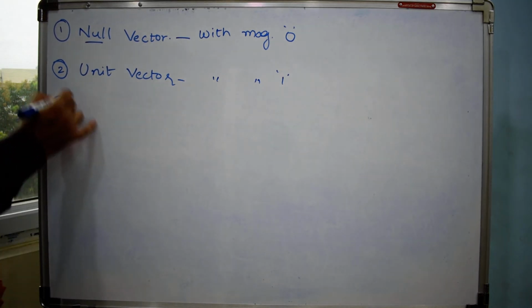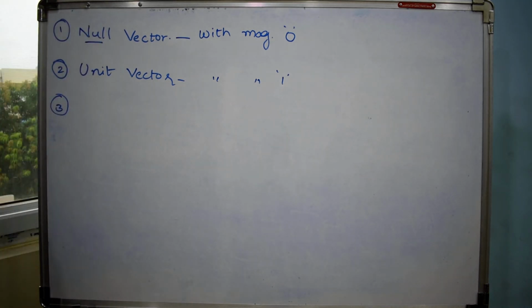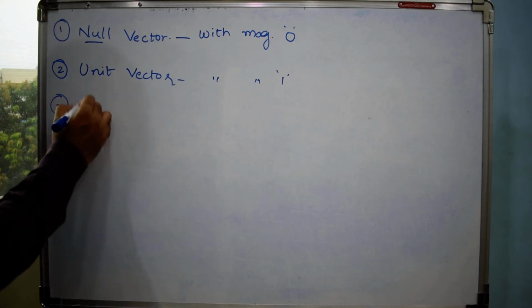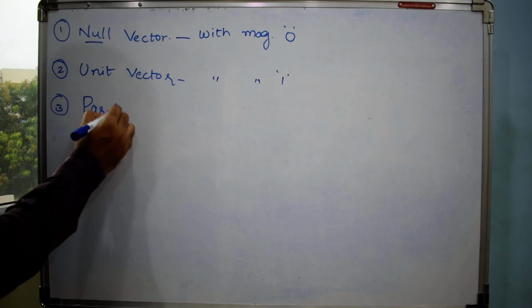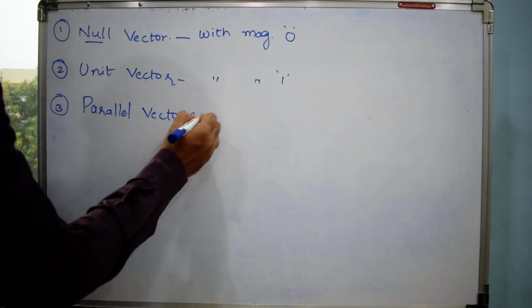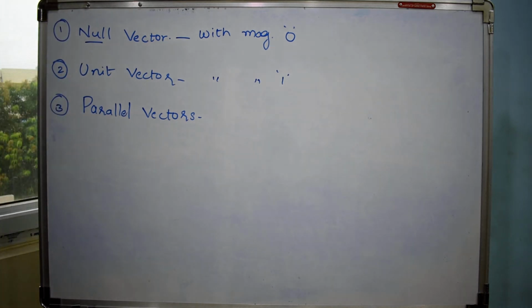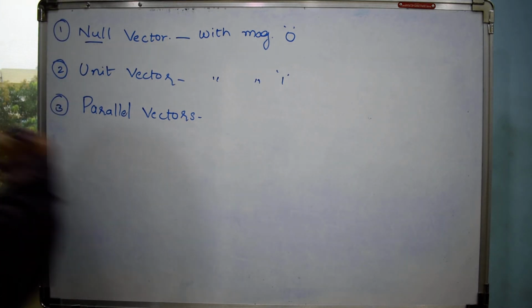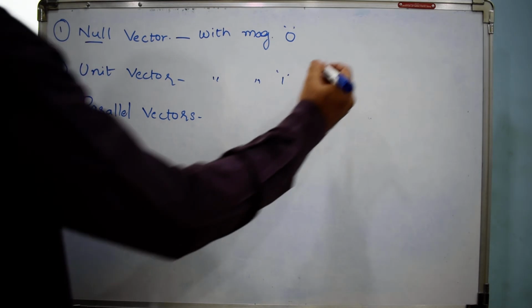Okay, any vector with magnitude 1 can be called a unit vector. And next, what we have is parallel vectors. Parallel vectors are two vectors which are in the same direction.